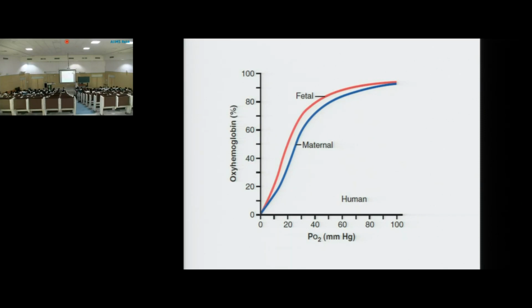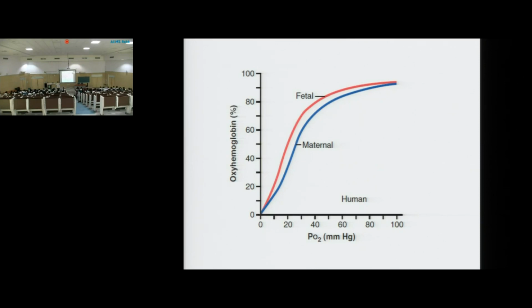All of you have been taught about the right shift and the left shift. Left shift favors what? More binding. And right shift favors what? Dissociation. So a double door effect is happening at this particular place. Okay? So you want to understand?